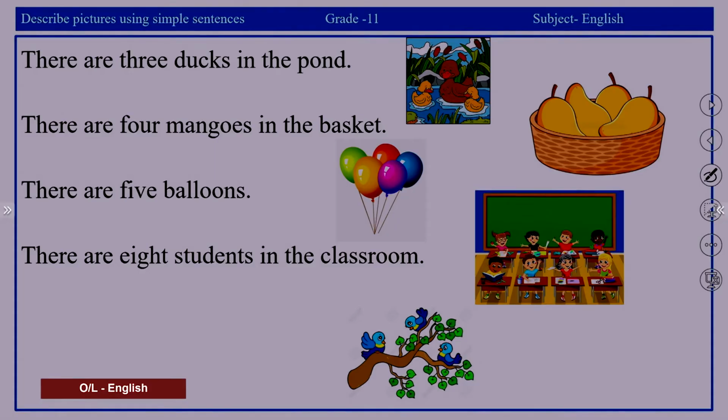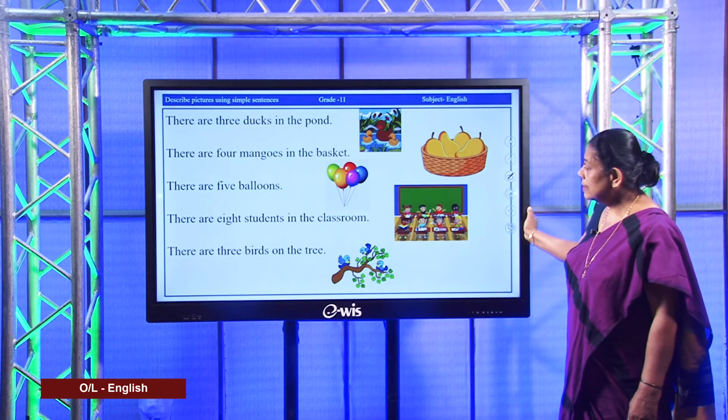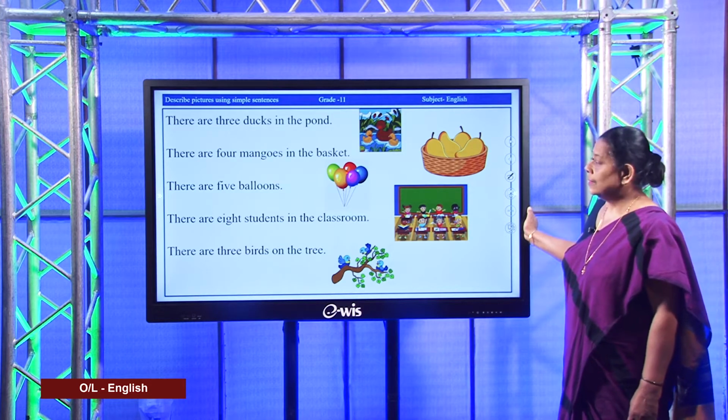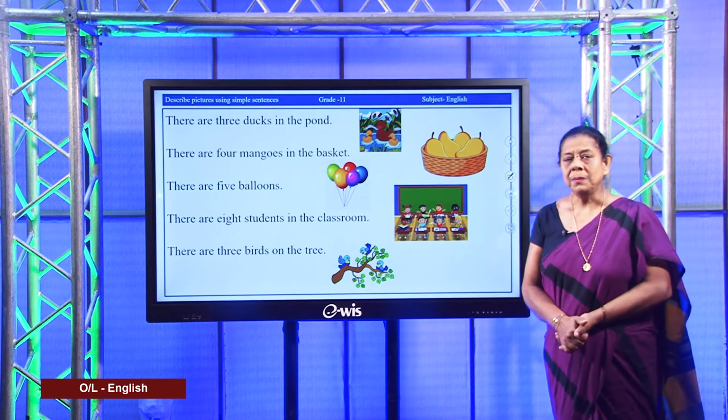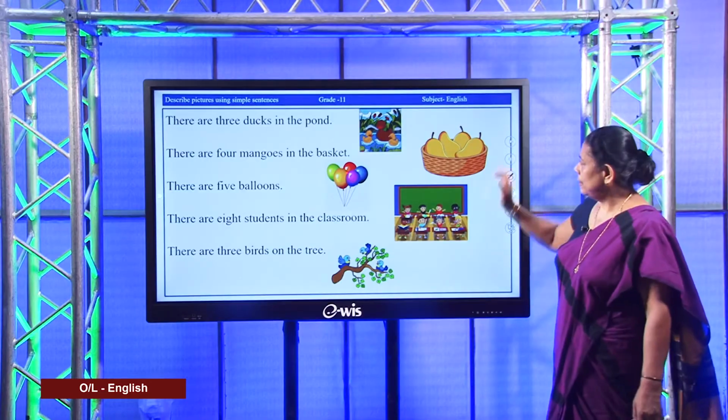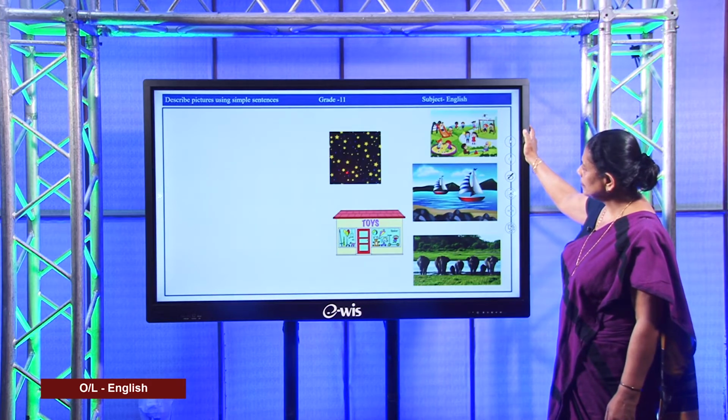Next one. How many birds are there? Can you count? There are 3. So how do you describe that? There are 3 birds on the tree. Now children, you know how to use the there is pattern. There is a clock on the wall. There are 3 ducks in the pond. We'll move to another picture.